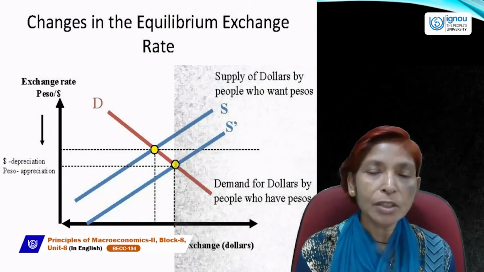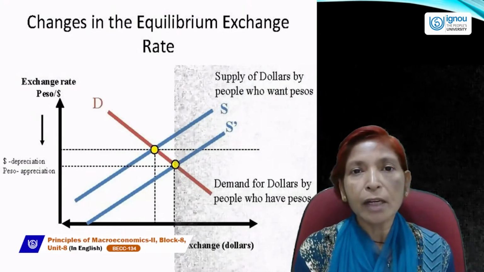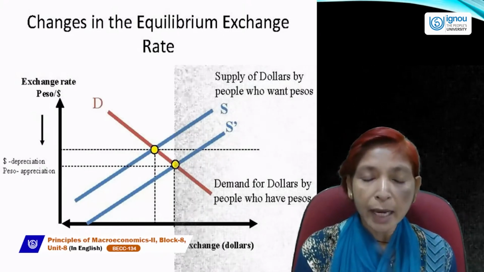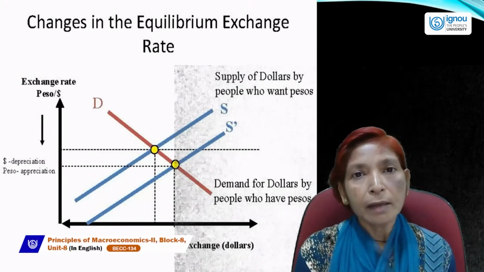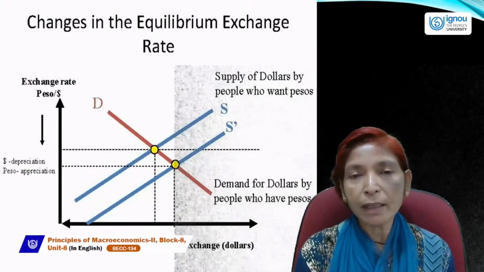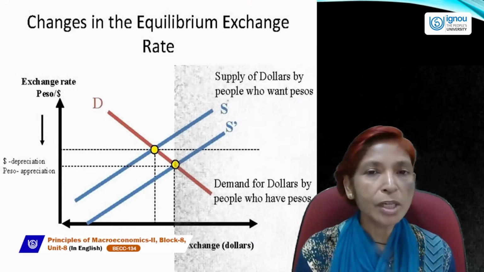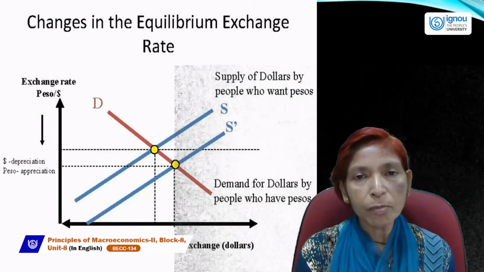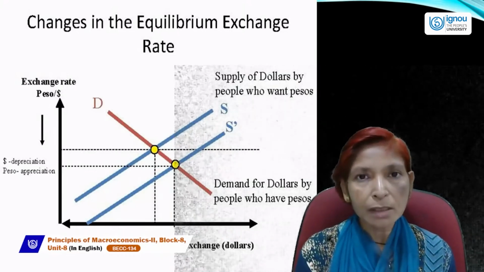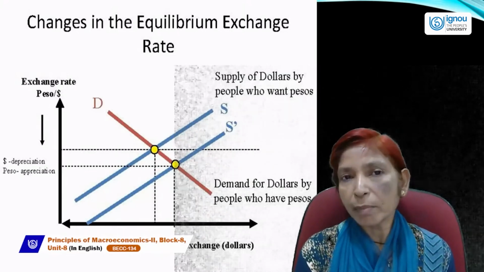So this can be changed because you know that the economy is dynamic, the whole world is dynamic. Nothing is static in this world. Everything is changeable or changing from time to time. So the exchange rate can also change. It depends upon the demand and supply curve.